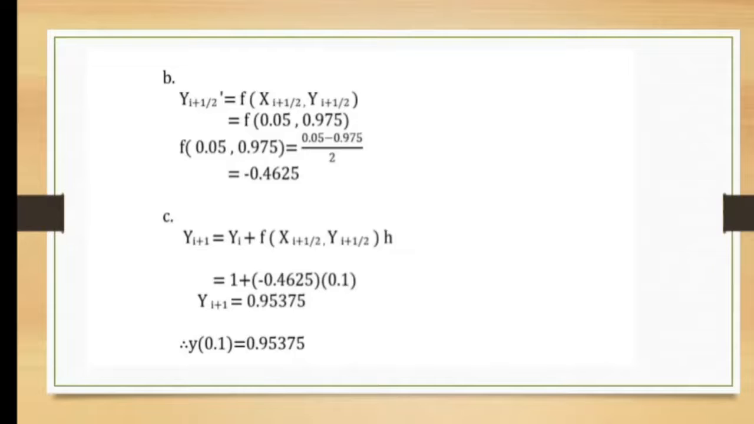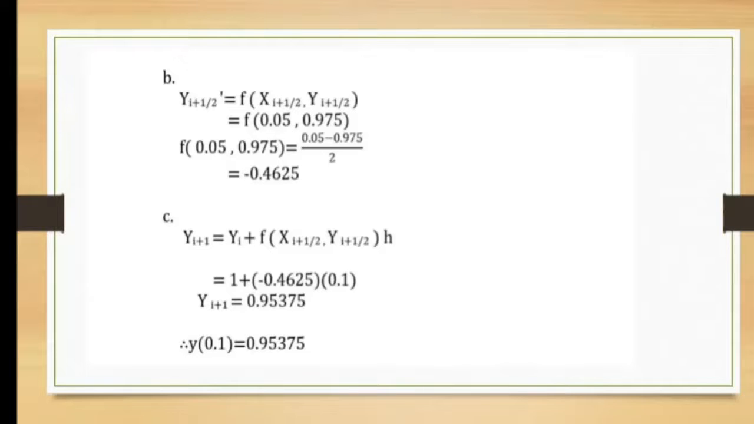Then, this predicted value is used to calculate the slope at the midpoint. The 0.05 is the value of x at the midpoint of the interval, while the 0.975 is the predicted value of y at the midpoint of the interval. So substitute the values back to the equation. We have 0.05 minus 0.975 all over 2 equals negative 0.4625.